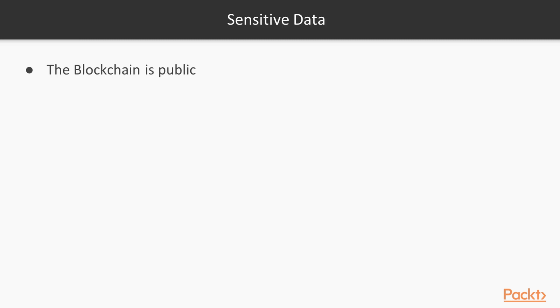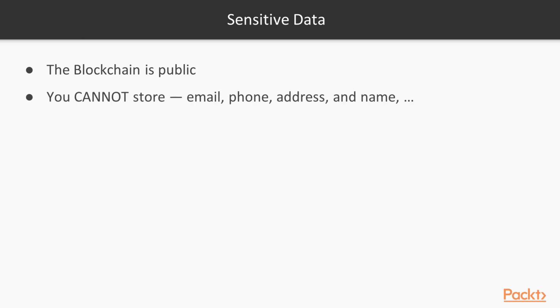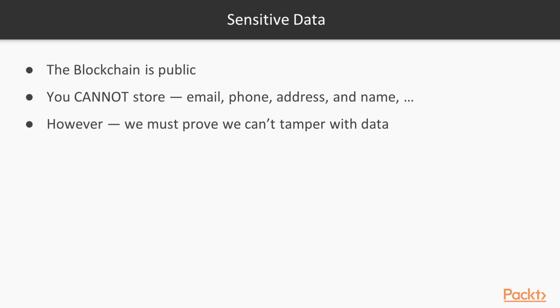Now for sensitive data, there is some stuff you do need to consider, like the blockchain is usually public facing. Of course, yes, there are private blockchains, and while that is a solution, and we will go into that a bit later, let's assume for now that every blockchain is public, you're on the main Ethereum blockchain. You can't store your email address, a phone number, address, or a name on the blockchain, because that is, of course, a huge privacy concern. Now, however, we must prove that we can't tamper with the data, so we also can't purely keep it on our centralized server in our own database.